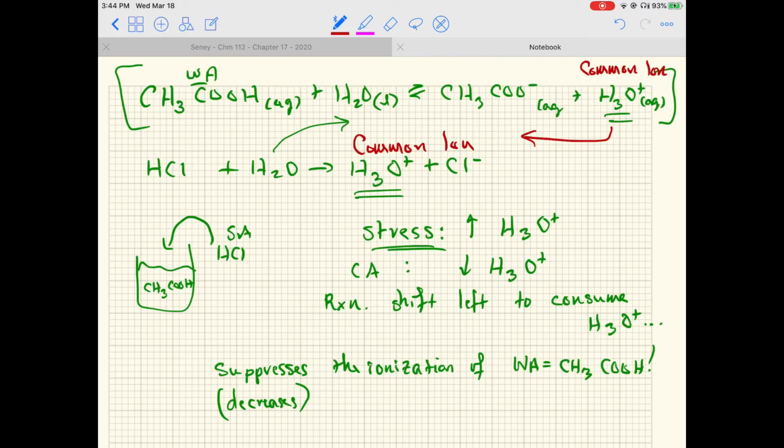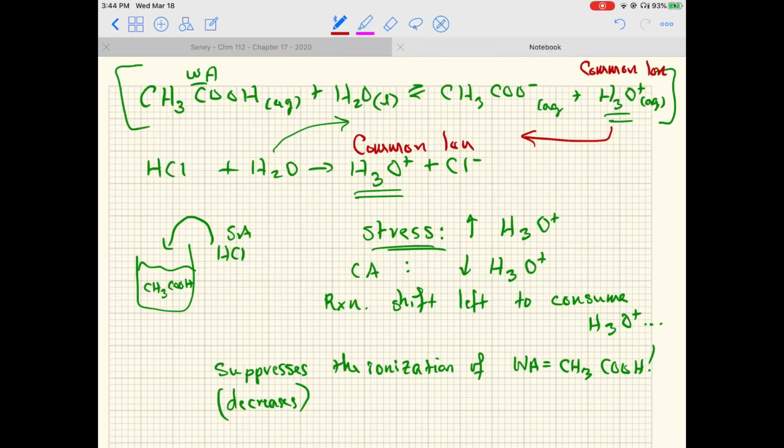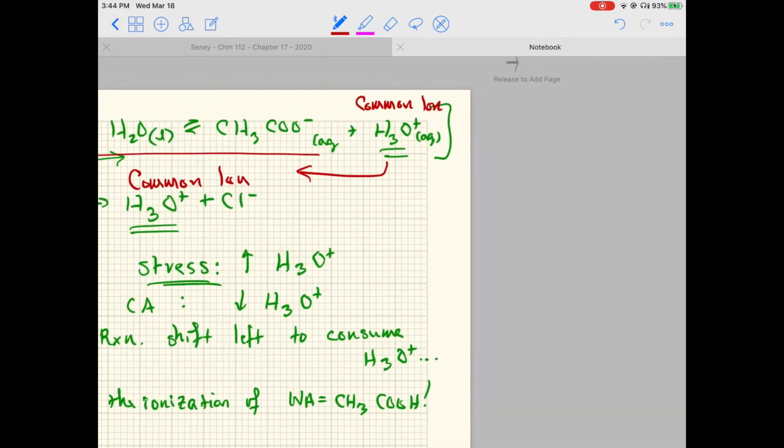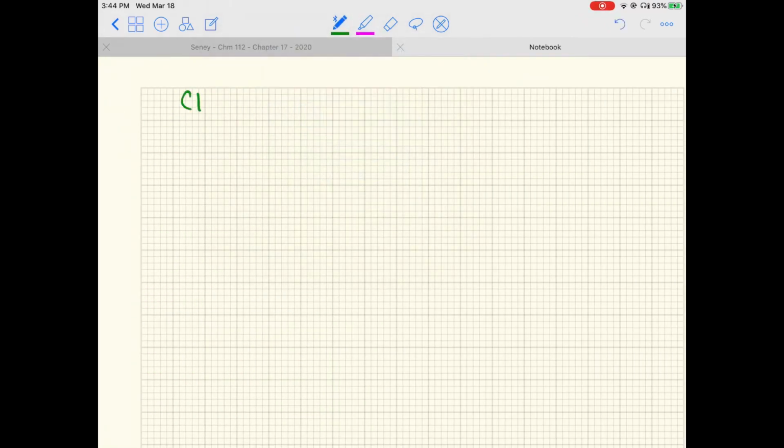So in terms of calculation, it says calculate the acetate if the solution consists of both of these. So we're going to go back to this. We're going to come back up here and use this. So we're going to go to the next notebook page. We're going to start with our acetic acid, our Ka equation, if you will.